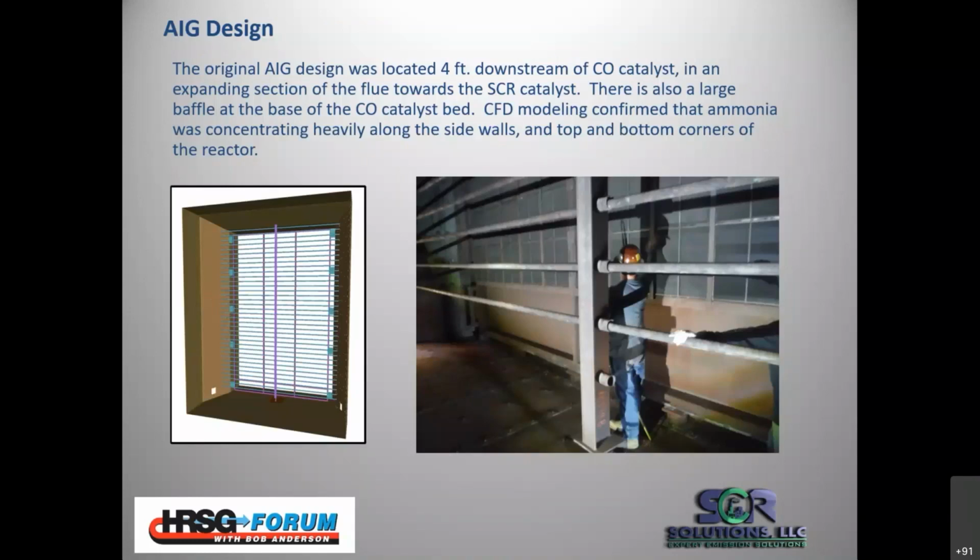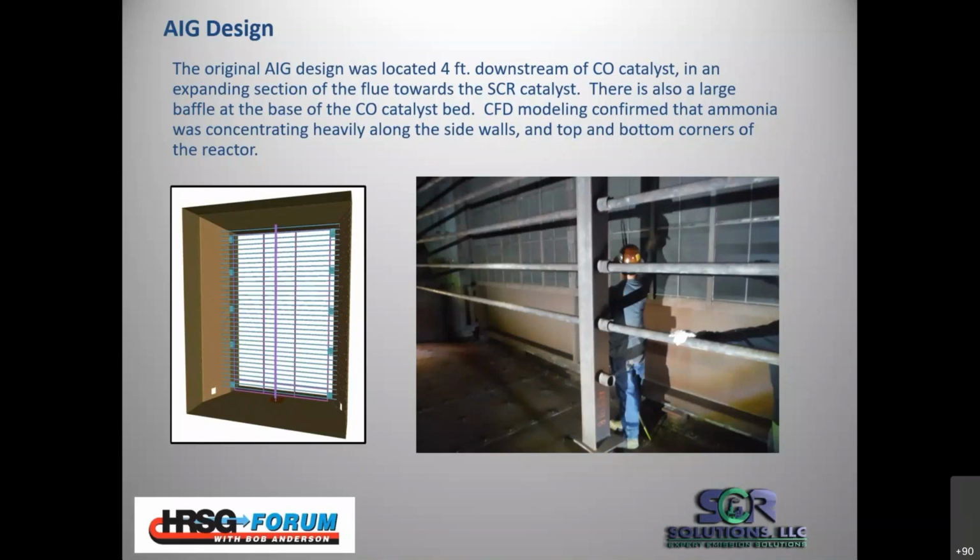So in essence, the problem with the system was there was a very large baffle at the bottom of the CO catalyst, and the flow in this photo on the right is from right to left. The guy standing there, the flow is going from his right shoulder to his left shoulder. You can see there was about a 5-foot dead zone at the bottom of the unit that was basically structure behind one of the headers. And the ammonia injection grid was located about 4 feet downstream. They actually did take out one of the lower lances in an attempt to address this problem.